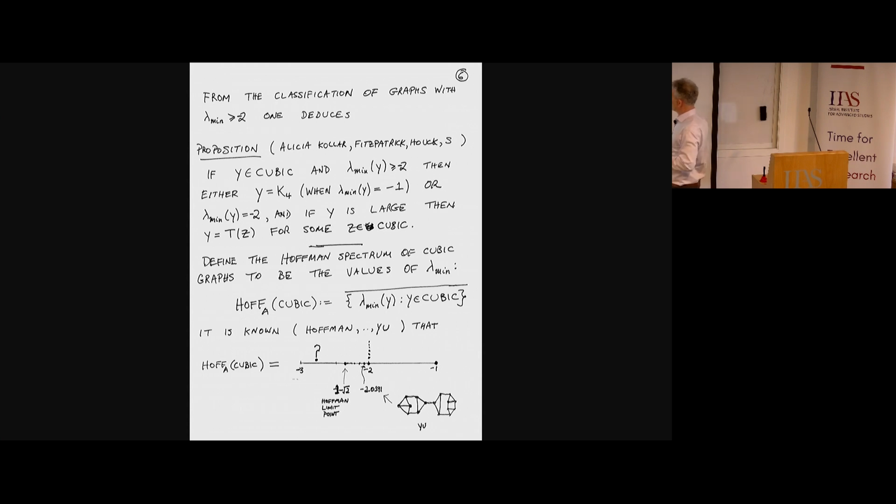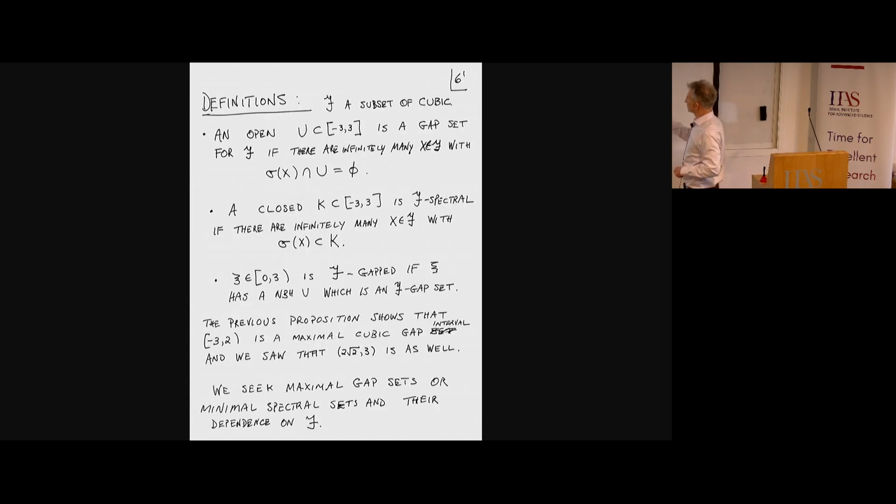All right, so now I ask a general question, which I think is a very natural question. Here's a question. I'll say an open set U in minus 3, 3, that's where the spectrum is going to lie, is a gap set if there's an infinite sequence of graphs which have no eigenvalues in U. And I'm very interested in what gap sets you can create, and a maximal gap set. Can we actually answer these questions?